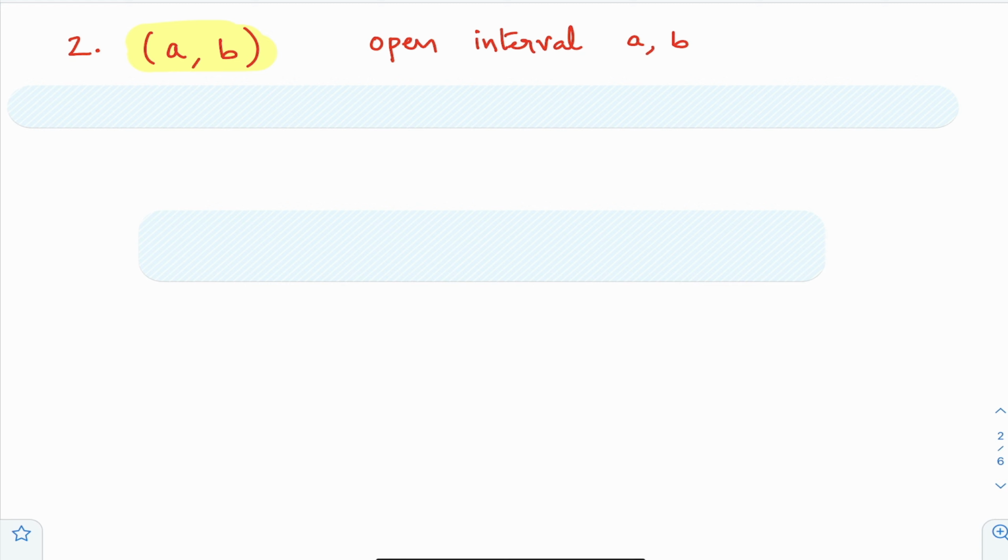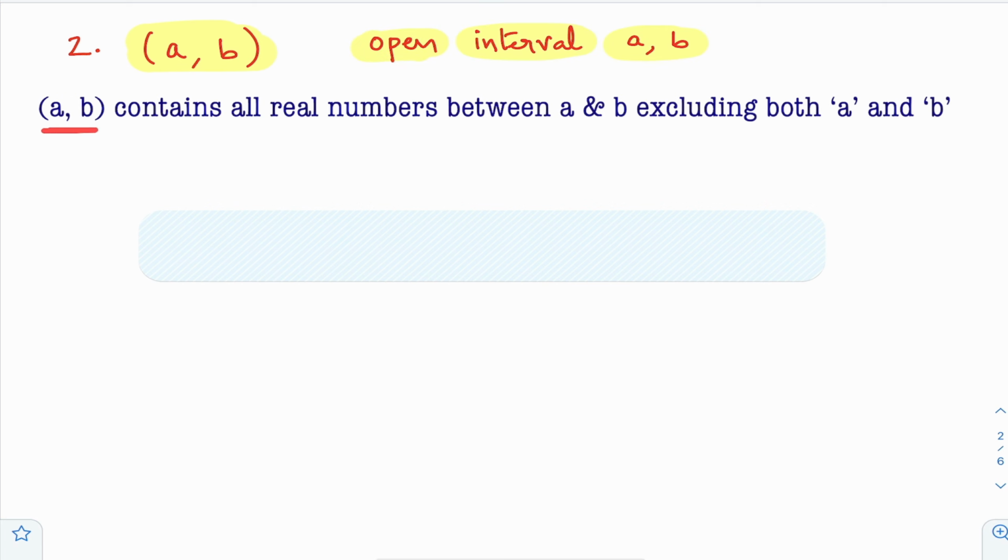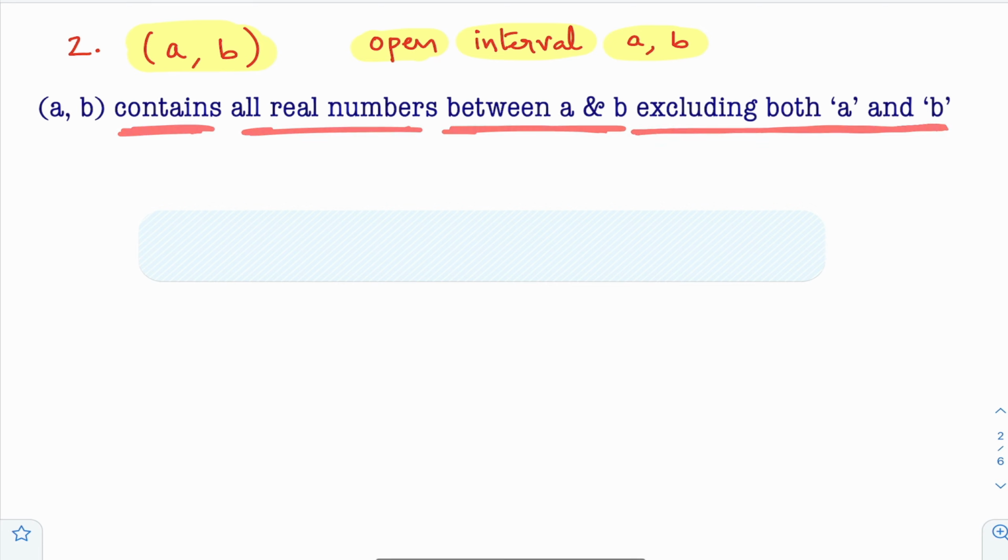See here, this is open interval a comma b. How do we read it? We read it as open interval a comma b. Open interval a comma b contains all real numbers between a and b, excluding both a and b. So what is the difference between closed interval a comma b and open interval a comma b?